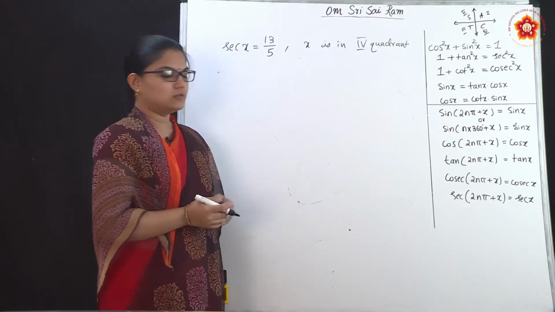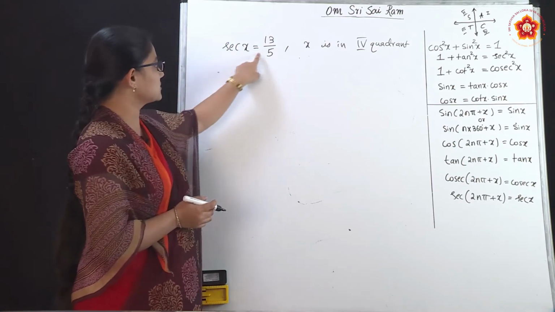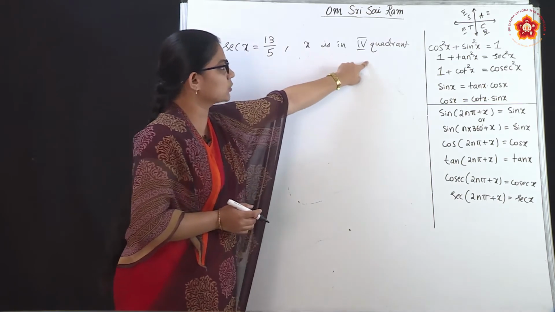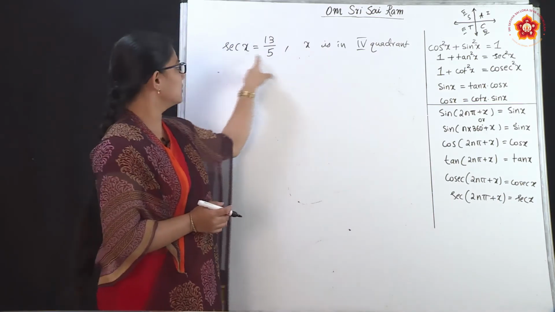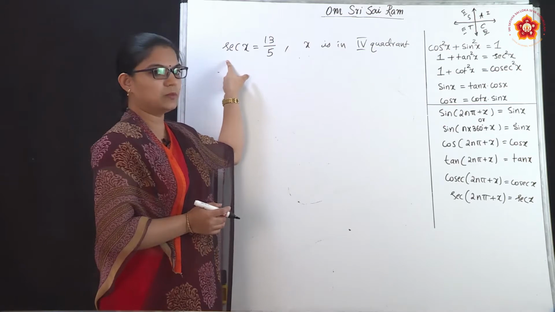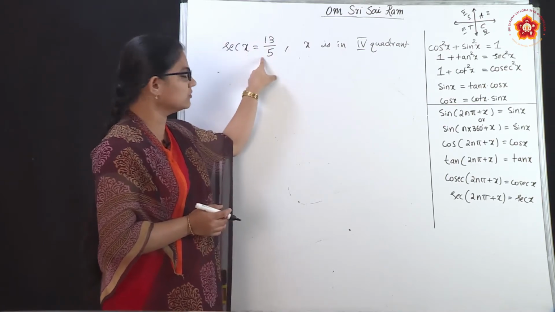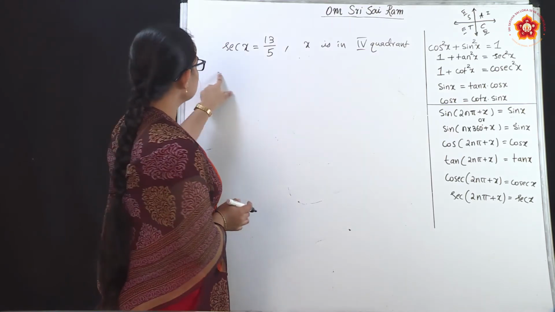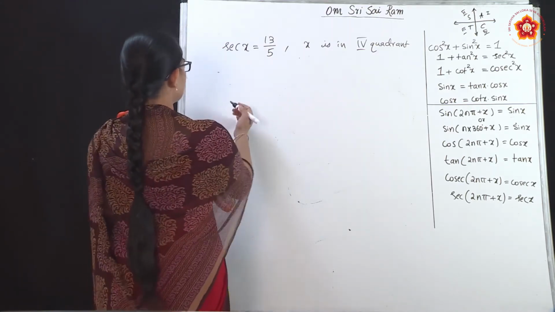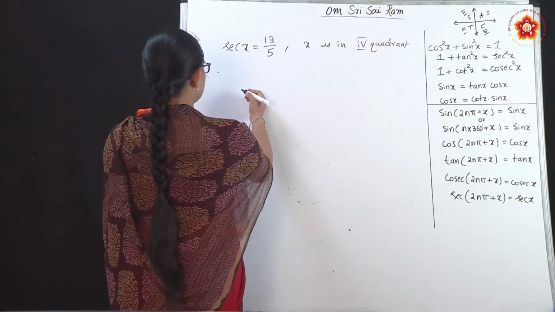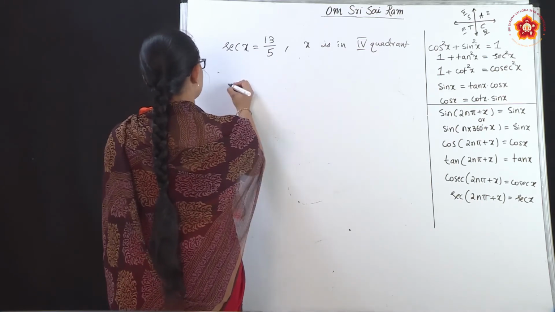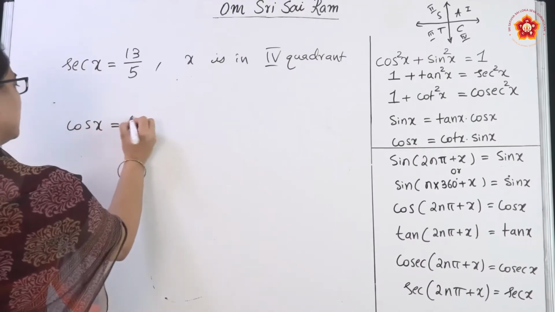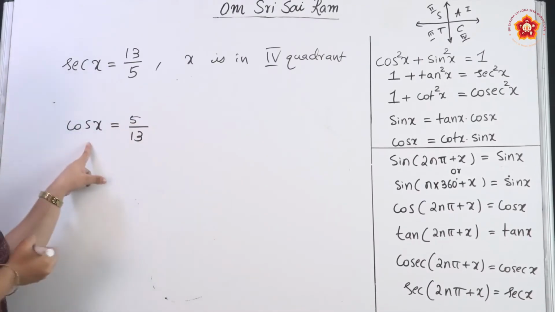So, we have our next problem, that is secant x is equal to 13 by 5, where x is in the fourth quadrant, right? In the fourth quadrant, cos x and secant x will be positive. That is how you have the positive value for the secant x, 13 by 5. Now, by using this, we can find the other trigonometric function values. Since you know what is secant x, we can find its reciprocal, that is cos x. Cos x will be 5 by 13, right?